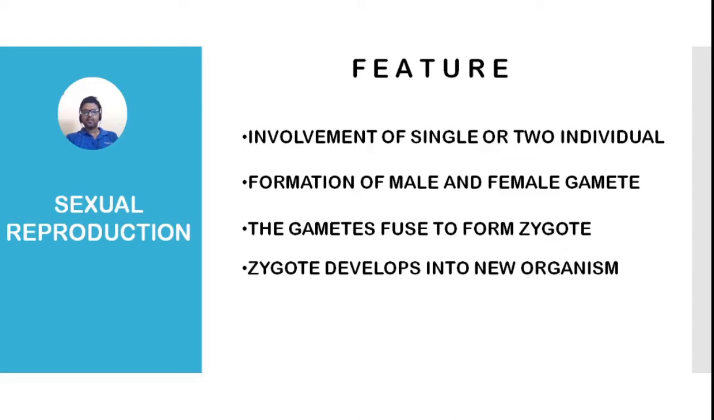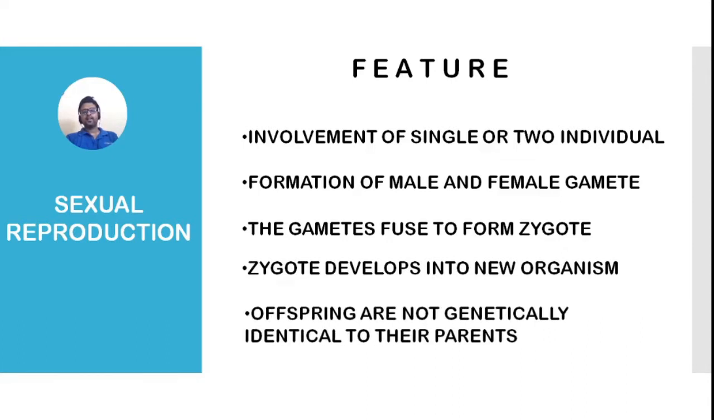And here the offspring will not be genetically identical to their parents. We see that in the asexual mode of reproduction, offspring are genetically identical to their parents. But in sexual reproduction, offspring will be different from their parents. So these are the different features of sexual reproduction.